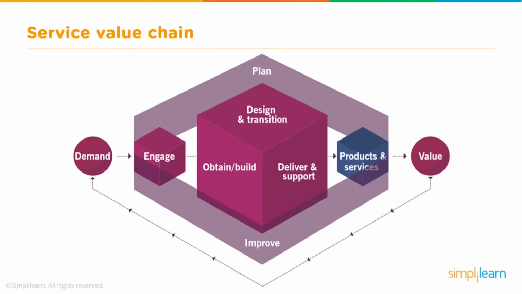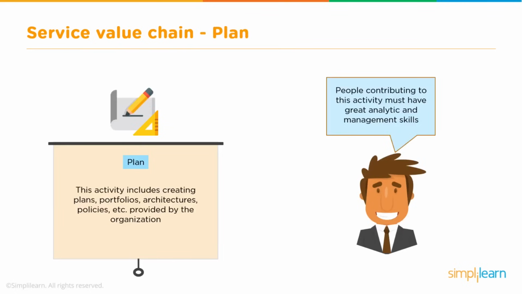As the demand is seen, the engagement happens. How does the engagement happen? Here it involves planning first. Planning refers to the activities involving creating plans, portfolios, architectures, policies, etc., which provide an organization a direction and clarity in terms of what to do.